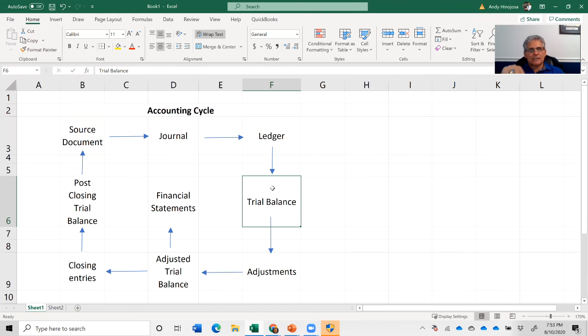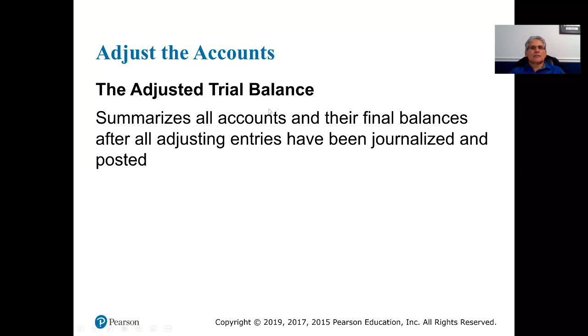In fact, that's what we actually did in the previous chapter, chapter 2. We created a trial balance. What we've been studying right now is that we have made adjustments. These adjustments have now been entered into the accounting system, onto the ledgers. But before we go any further, we're going to create what's referred to as an adjusted trial balance. So the adjusted trial balance summarizes all accounts and their final balances after all the adjusting entries have been journalized and posted. Just remember, the objective of a trial balance is to make sure that debits equal credits.